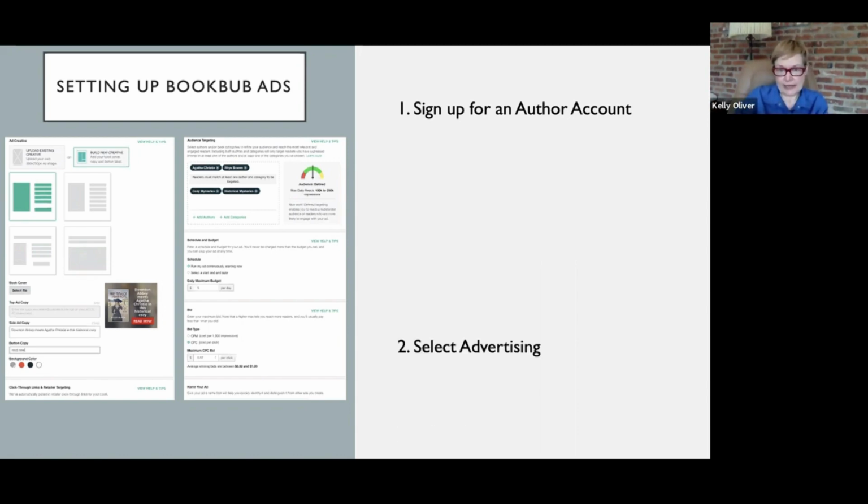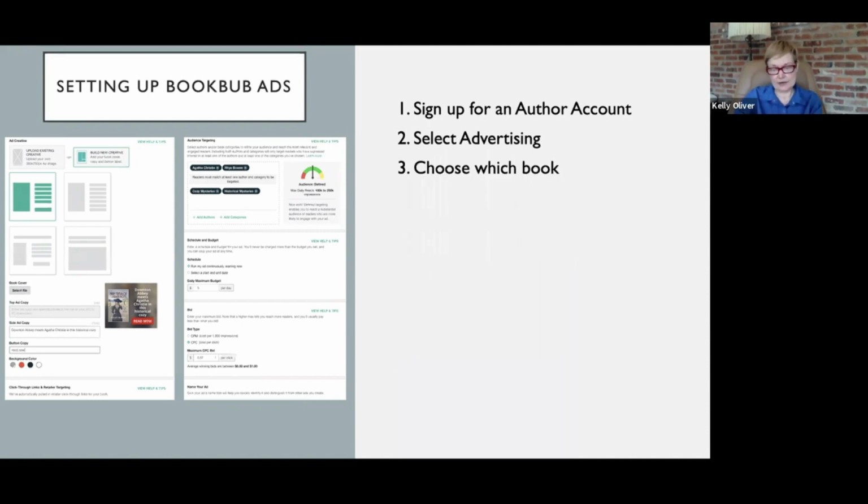And then if you want to do an ad, you select advertising. They have different drop-down menus, and you can select, I want to run an ad. Then you choose which book you want to advertise, and then you make the image on BookBrush or in BookBub. Now you can see on the left, this is what it first looks like to set up the ad. And that's an ad that's set up using BookBub.